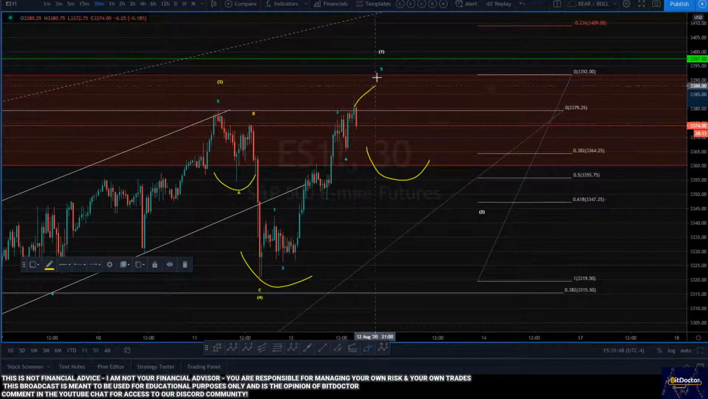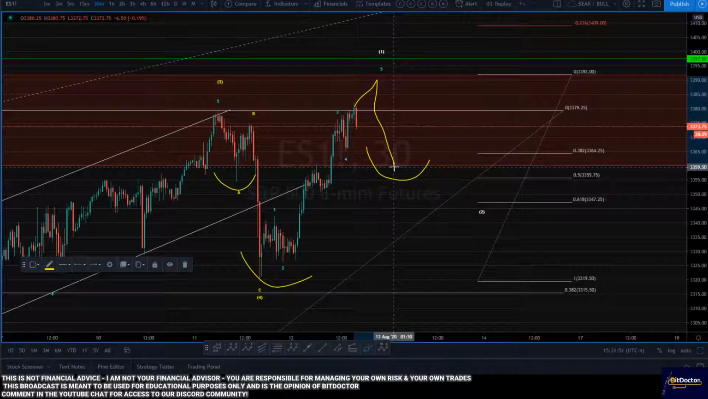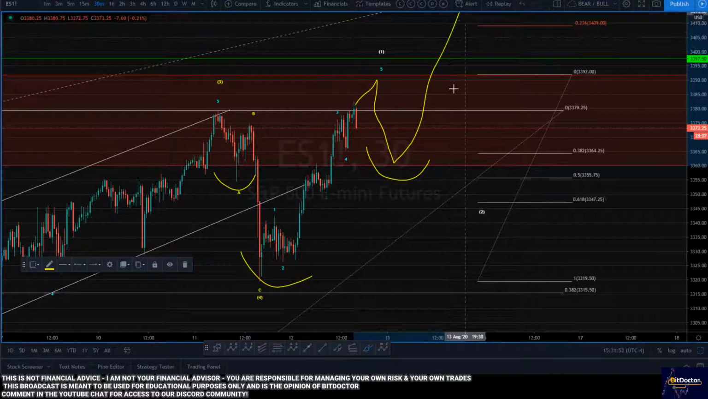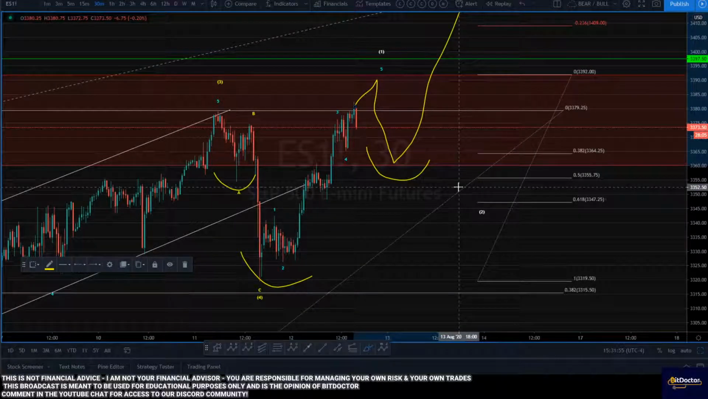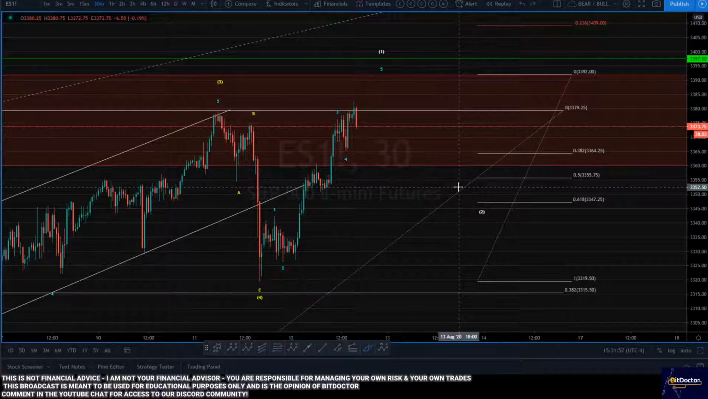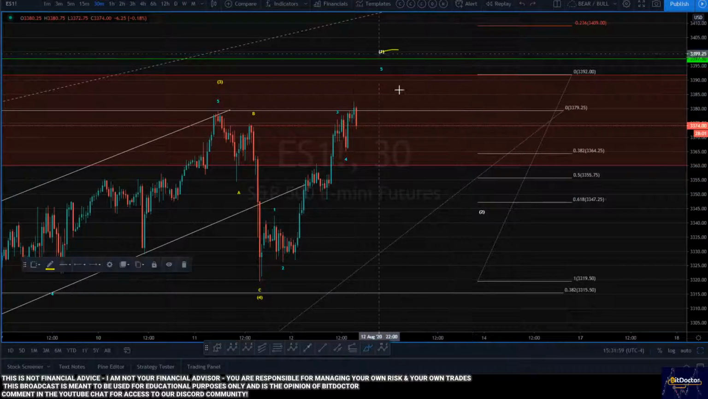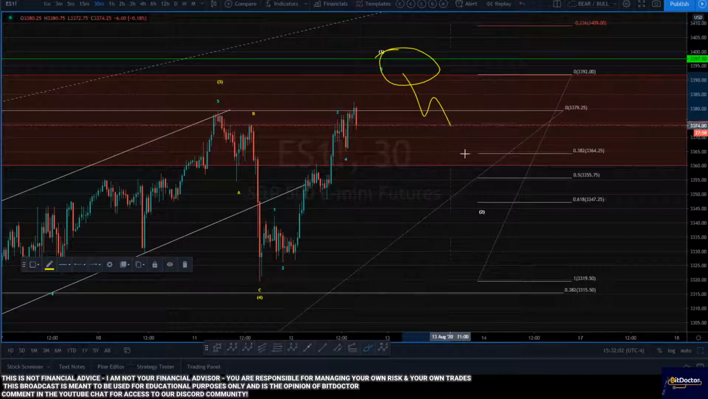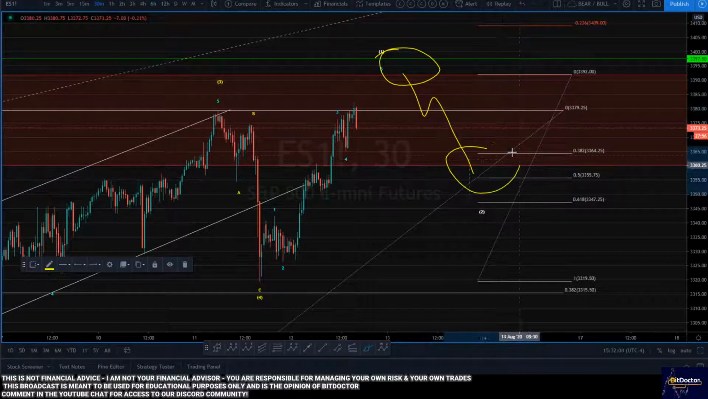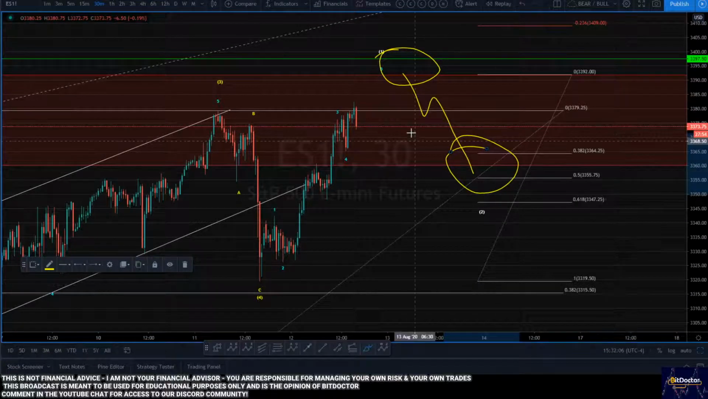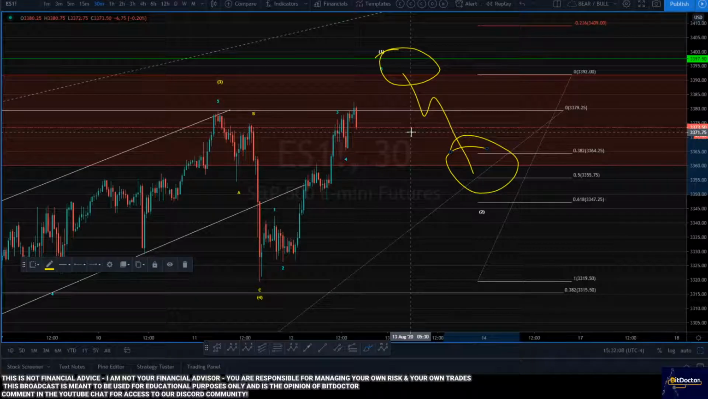Now, assuming this does come up here, we make this pullback, I think we start to see a continuation to the upside. So you just have to be real careful. If you're going to short up here, because I do think we will get a pullback, you're going to want to close that around here because I don't think this is it.